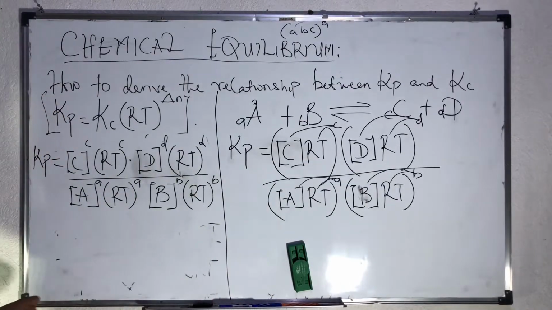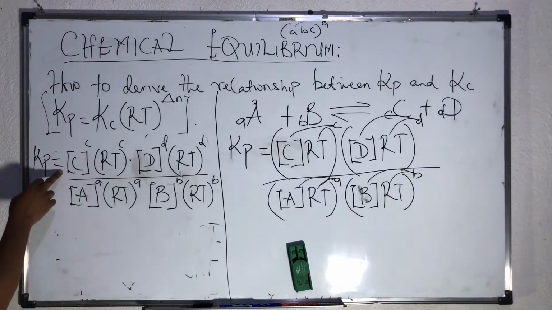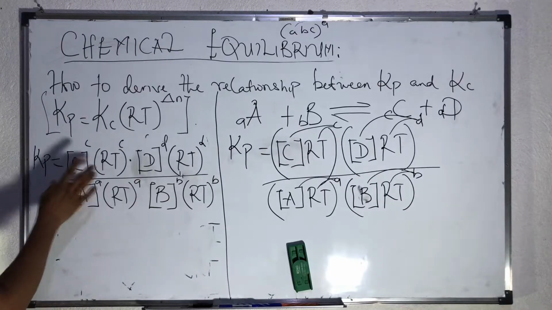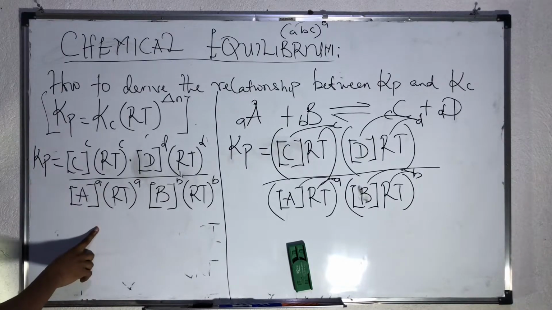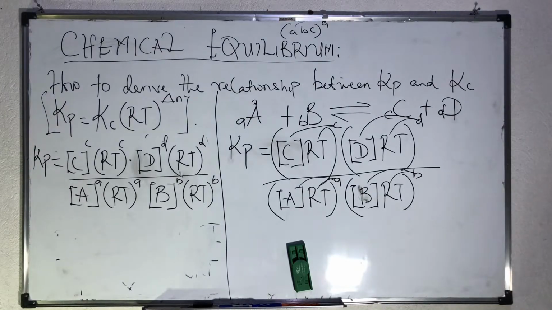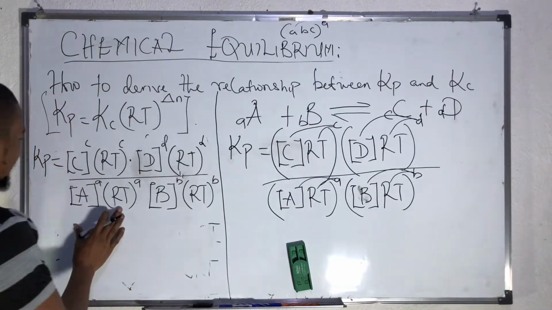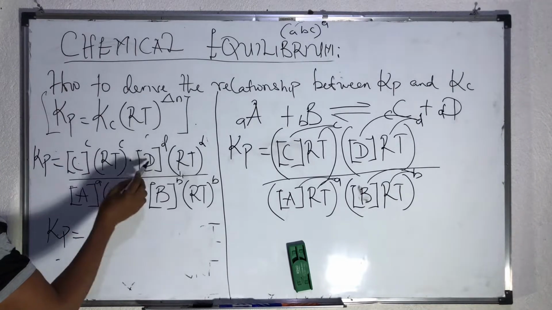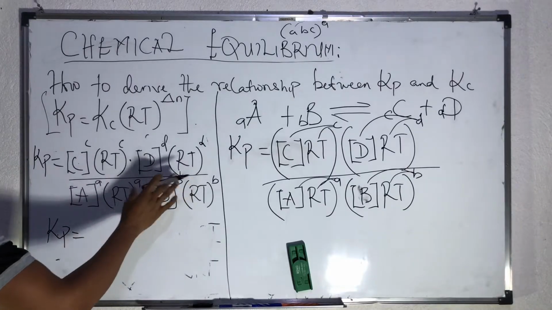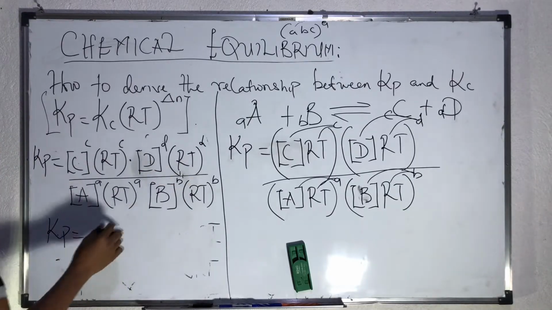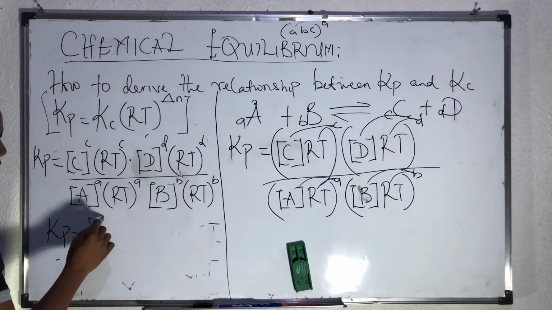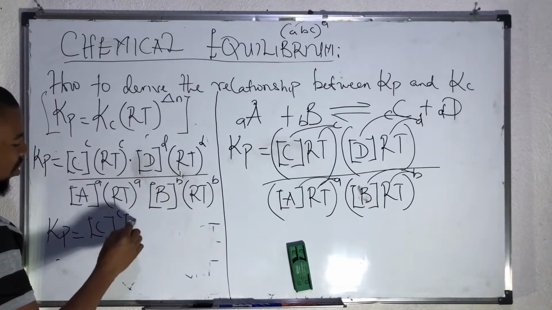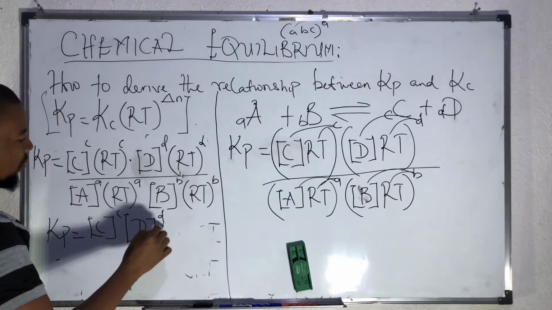Remember, we're not going to try to combine the concentrations and separate the RTs. From here, we can derive the Kc expression. I'm going to show you what I mean as we progress in this video. Let me write this: we have Kp equal to, I'll pick the concentrations and bring them together, while the RTs will be placed differently. Therefore, we have the concentration of C raised to the power C multiplied by the concentration of D raised to the power of D, right?